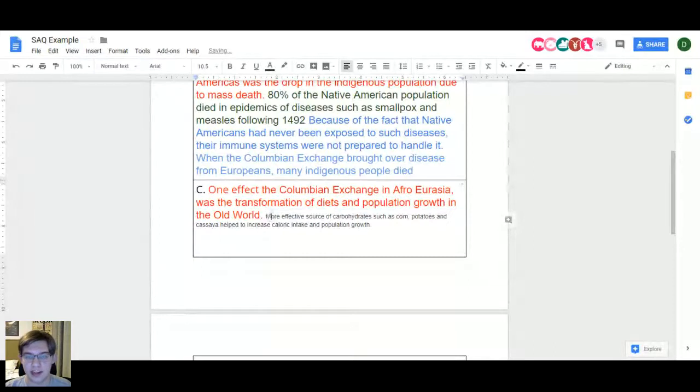And so now we can explain and connect it to the Columbian Exchange. How did the Columbian Exchange do this? Write a sentence or 2, probably 2.